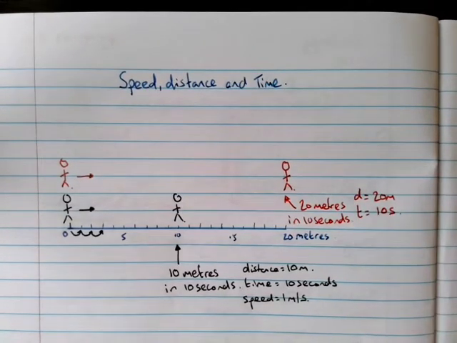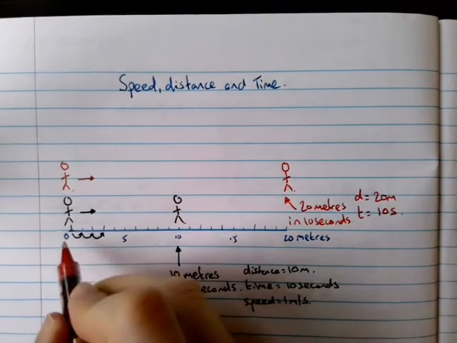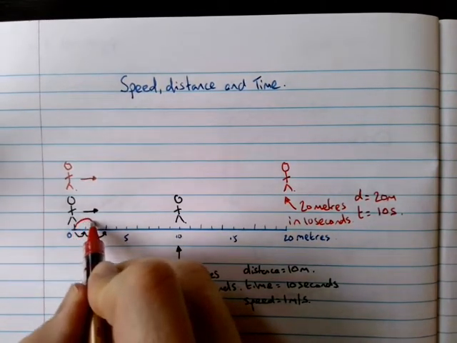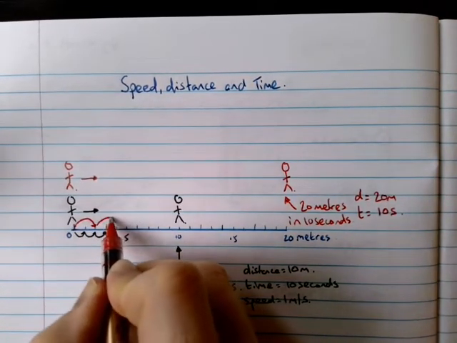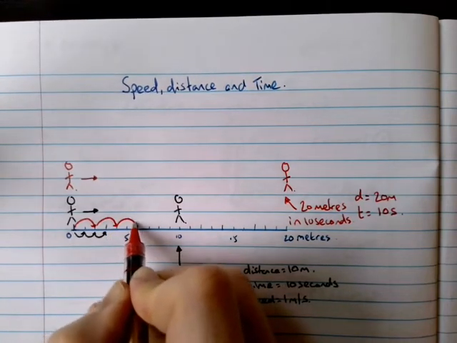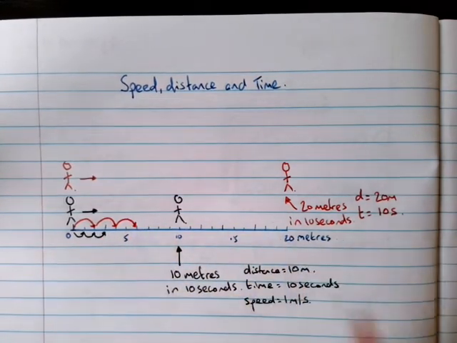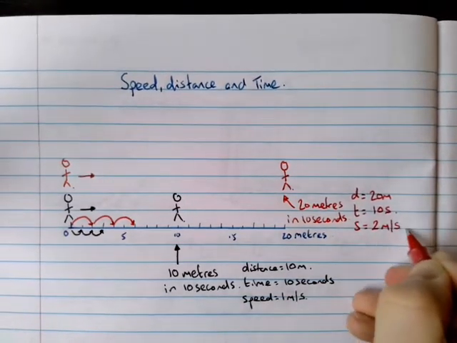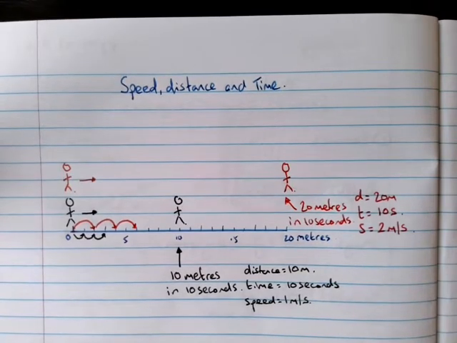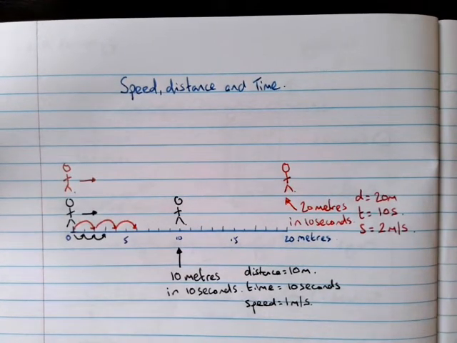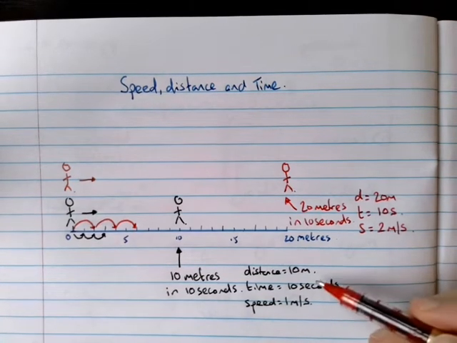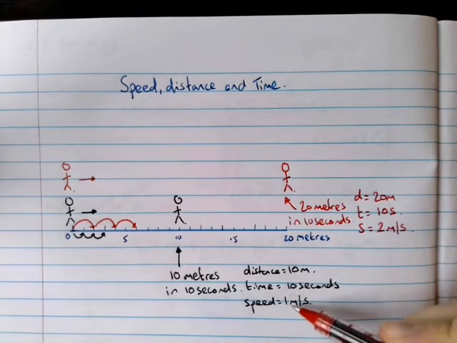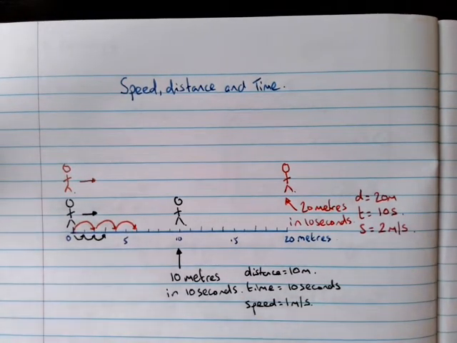So what does that mean? Well, that means that they are going 2 meters every second. Okay, so if you do 2 meters every second and you do 10 of those, you'll get to here. So you can see that their speed is now 2 meters per second. All right, and if you get up and walk around your room at a rate of 2 meters per second, you'll see that that's a little bit quicker. Okay, so if we know the distance and the time, we can work out the speed.